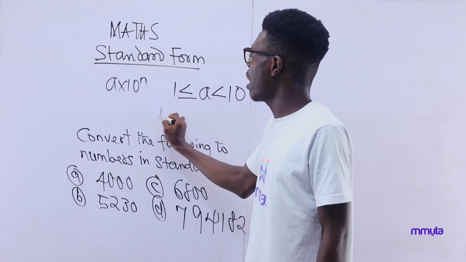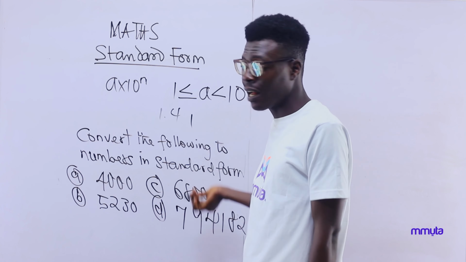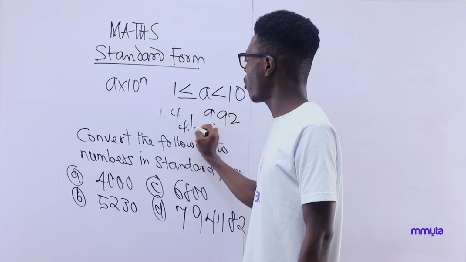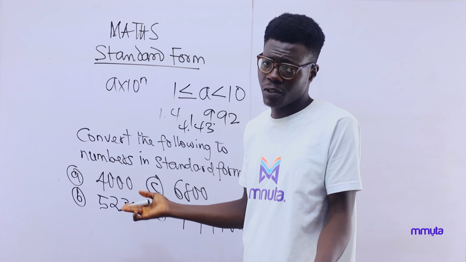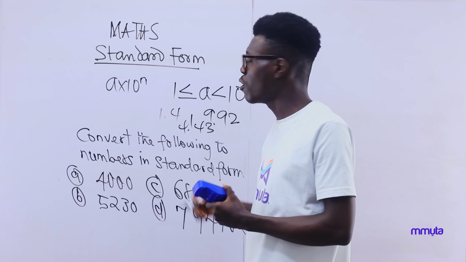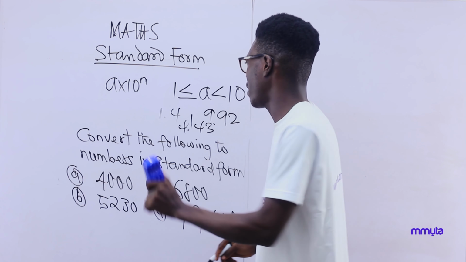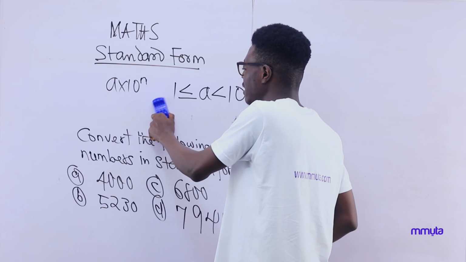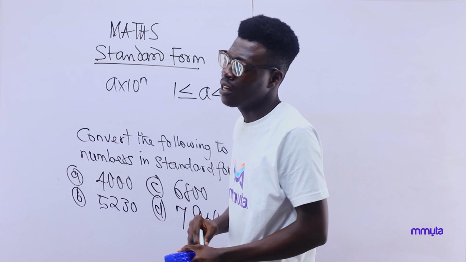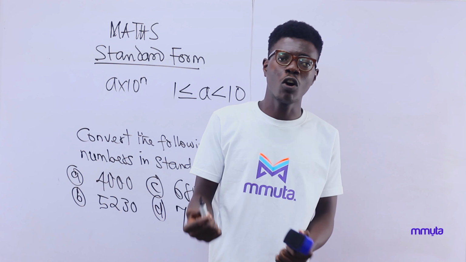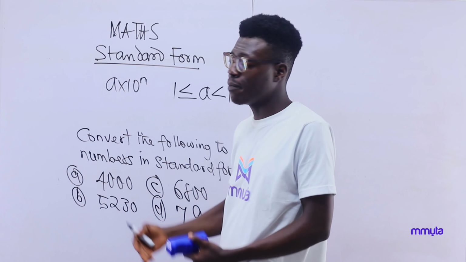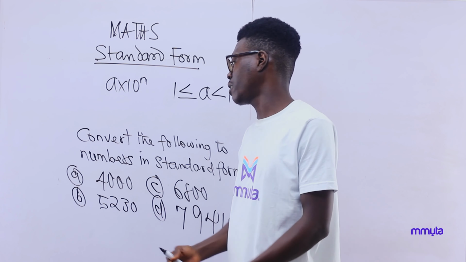Meaning that a can be 1.4, a can be 1, a can be 9.92, a can be 4.43, any number at all. But a can never be 10, remember. And then n is an integer. Of course, in our last class, we discussed integers to be the union of positive and negative whole numbers. So this n you are seeing can be positive or negative.